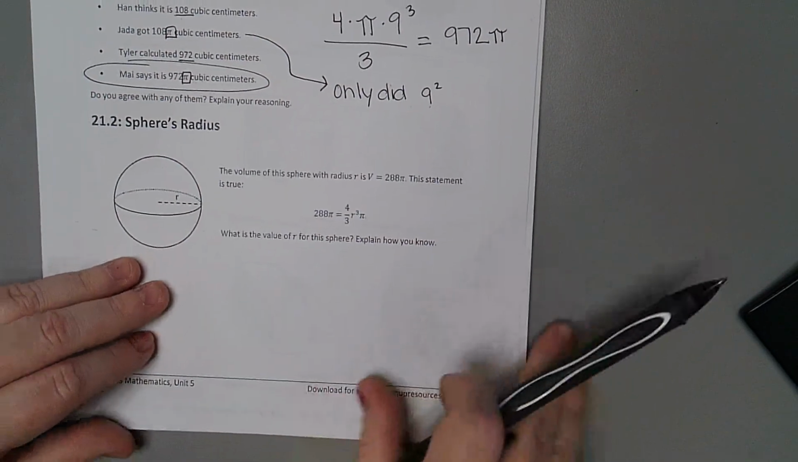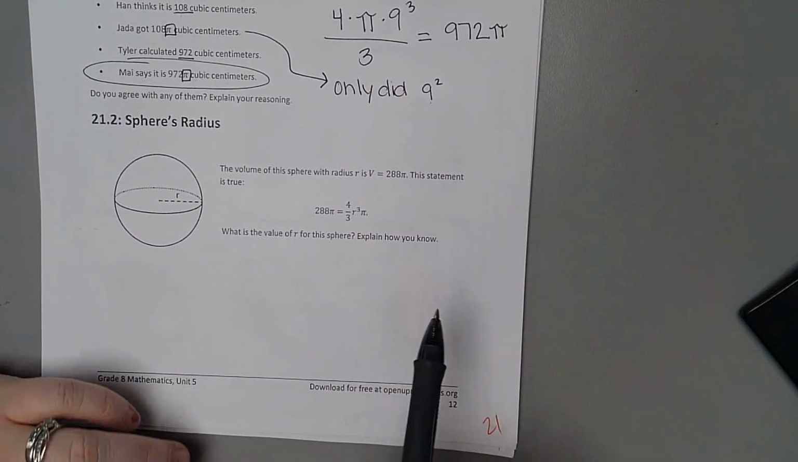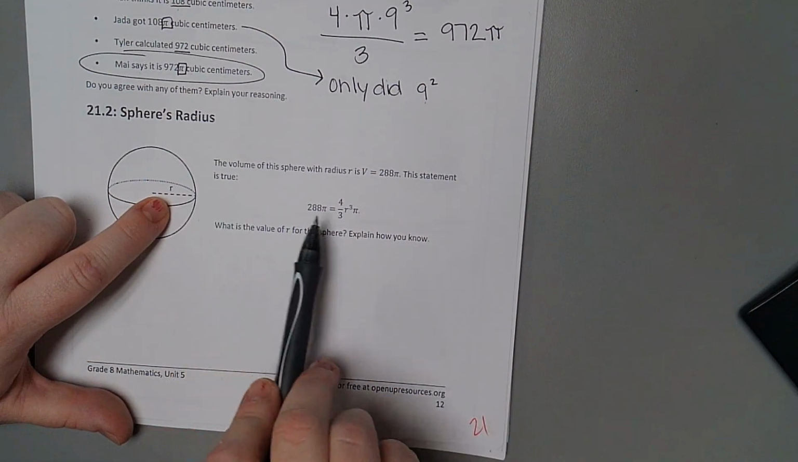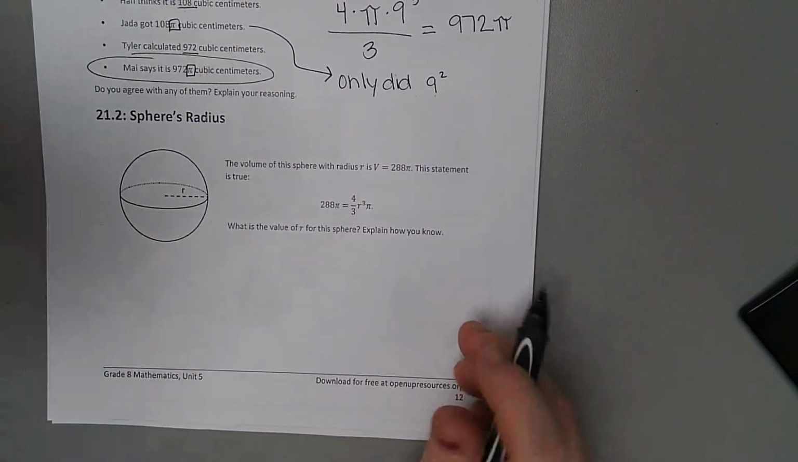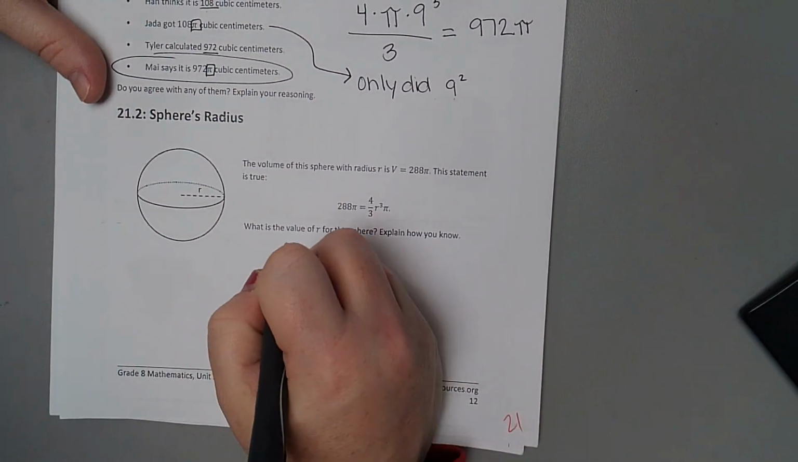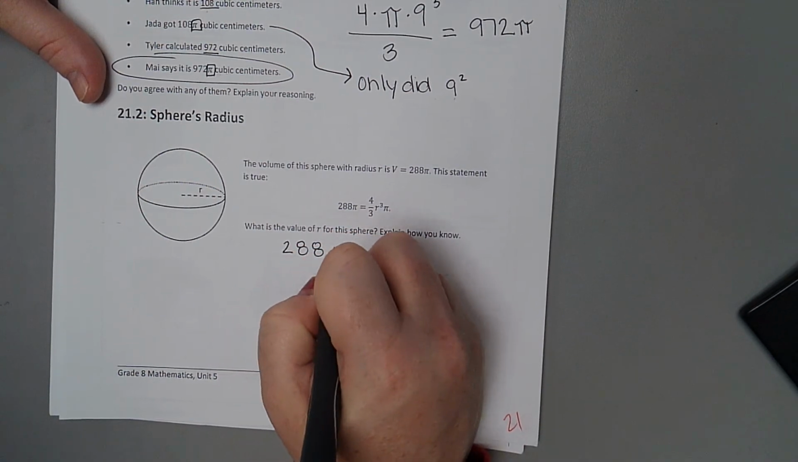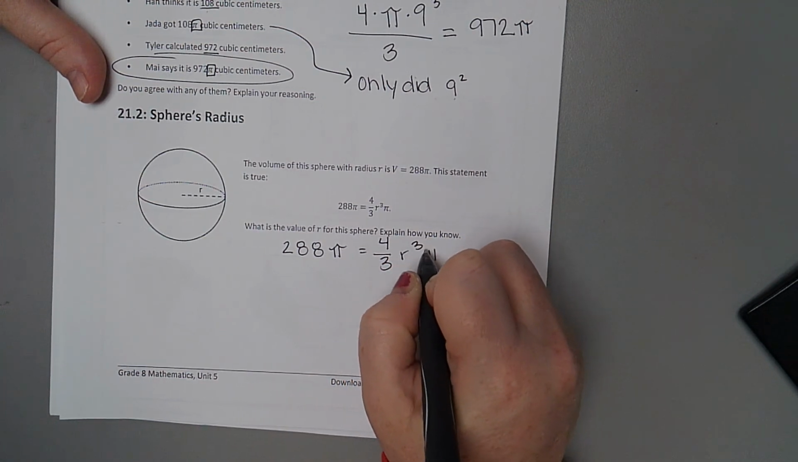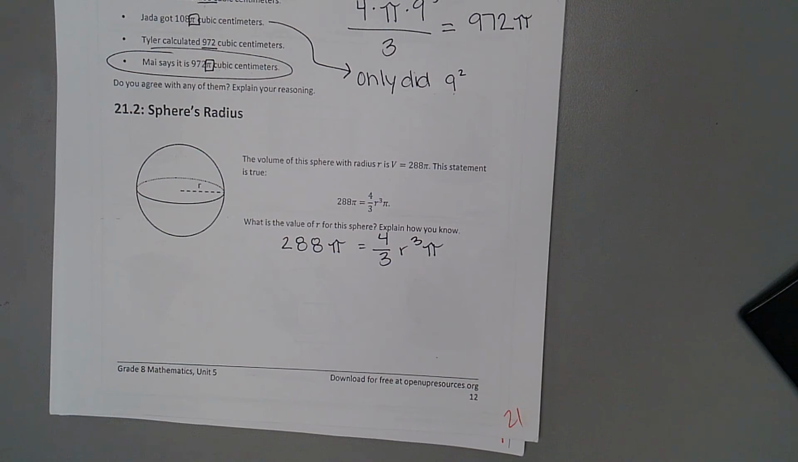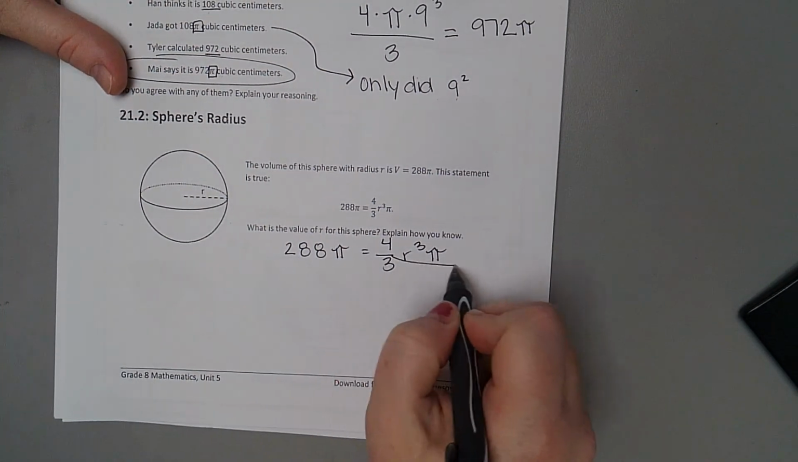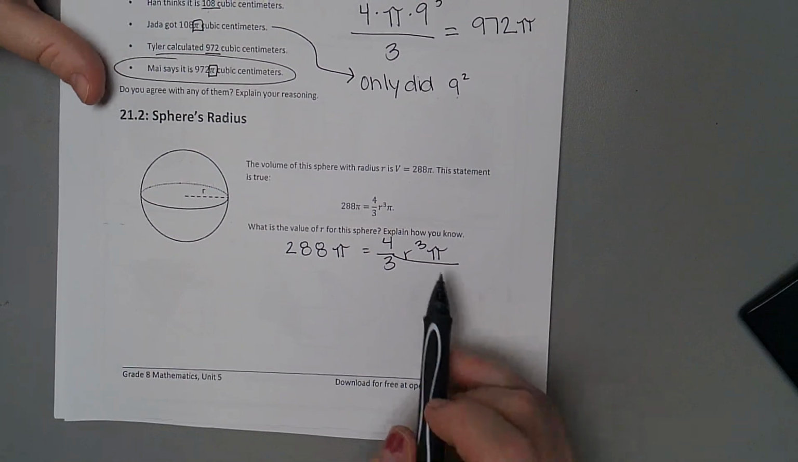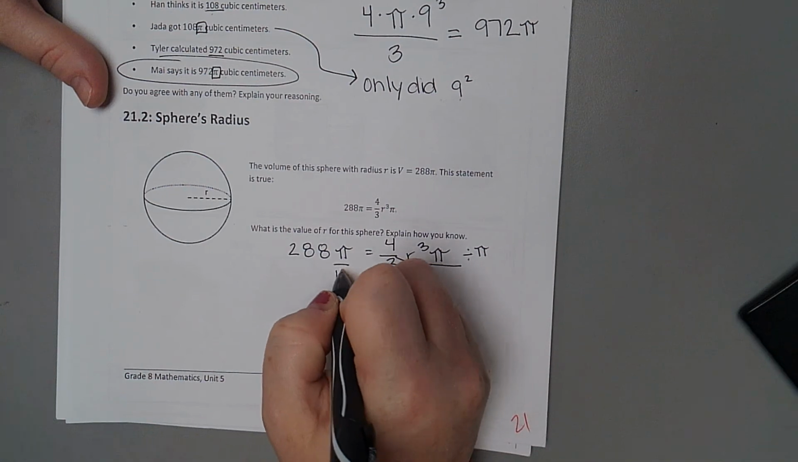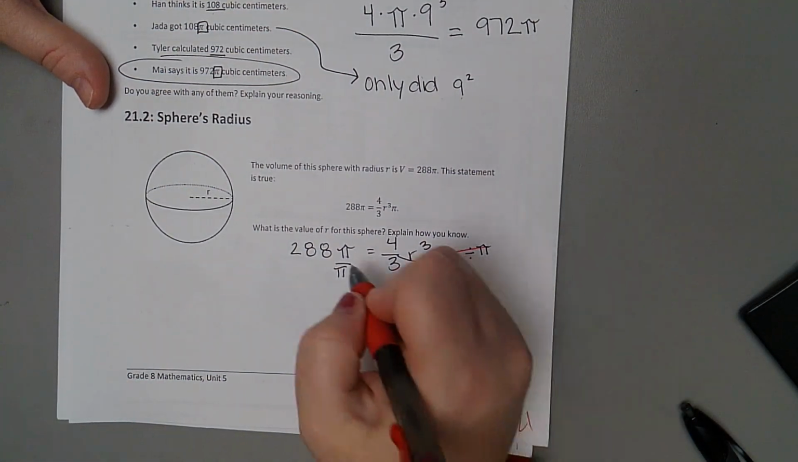Ooh, these are good ones. The volume of a sphere with the radius r, we don't know what it is, is 288 pi. This statement is true. What is the value of r? We have done these with cones and spheres. 288 pi equals four thirds r cubed pi. So we have to get rid of what we know first. Well, we know all of this could be divided by 3. We also have these pi's on both sides. We can divide by pi. Our pi's cancel out.